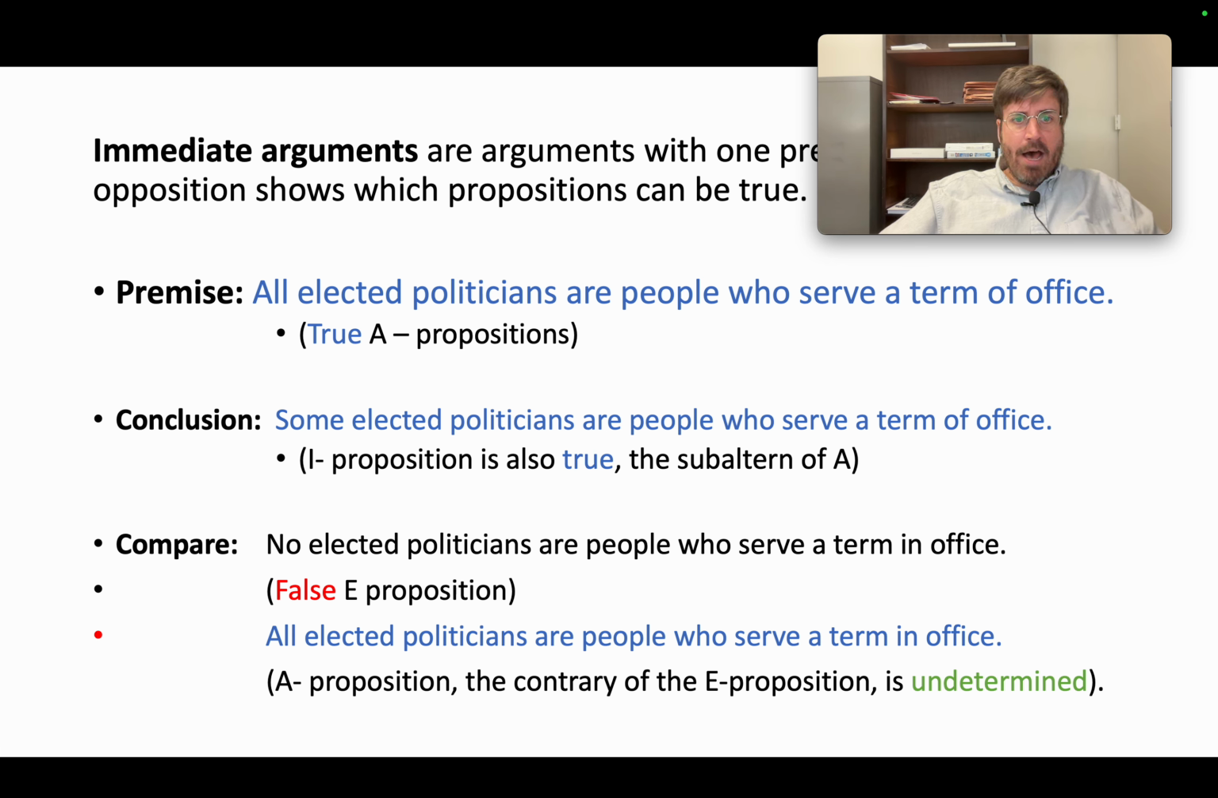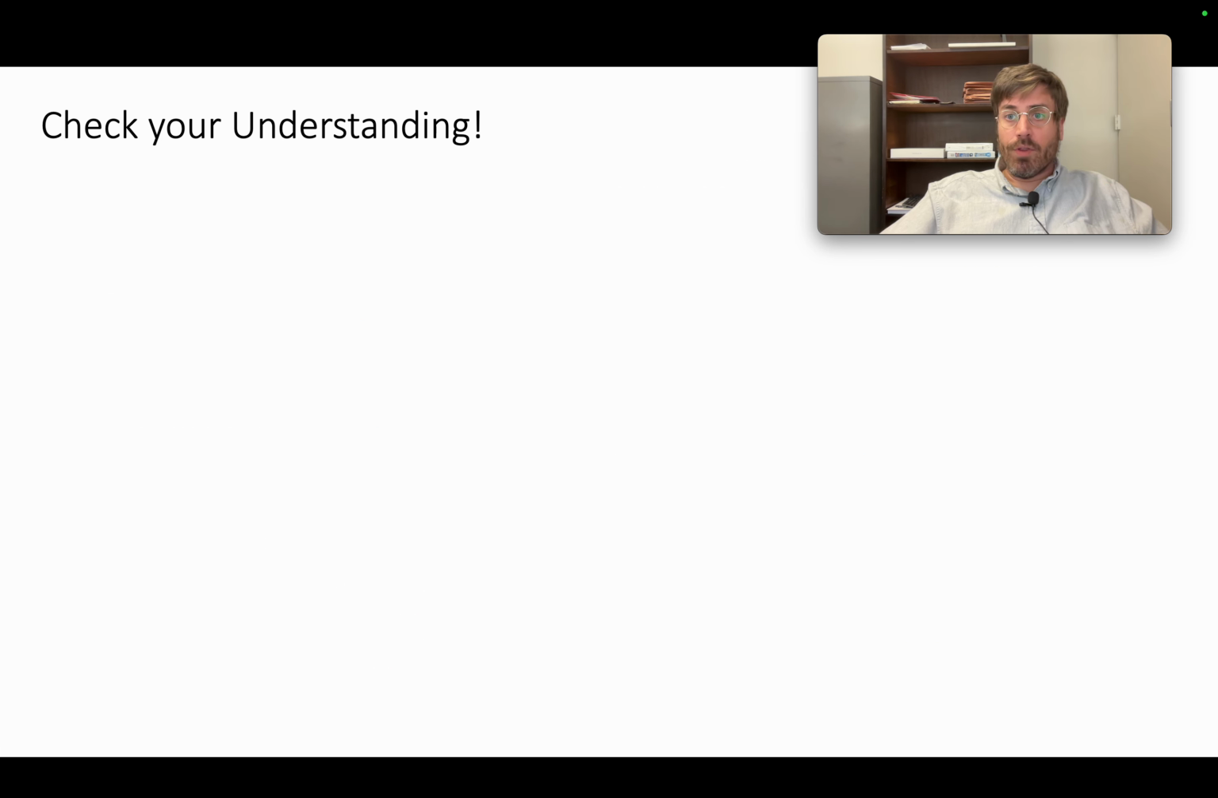Now, if this had been a true E proposition, we could infer that the corresponding contrary, the A proposition, is false, because they both can't be true at the same time. However, they can, logically speaking, be false at the same time. So the value is undetermined. All right, so do a little more practice here.